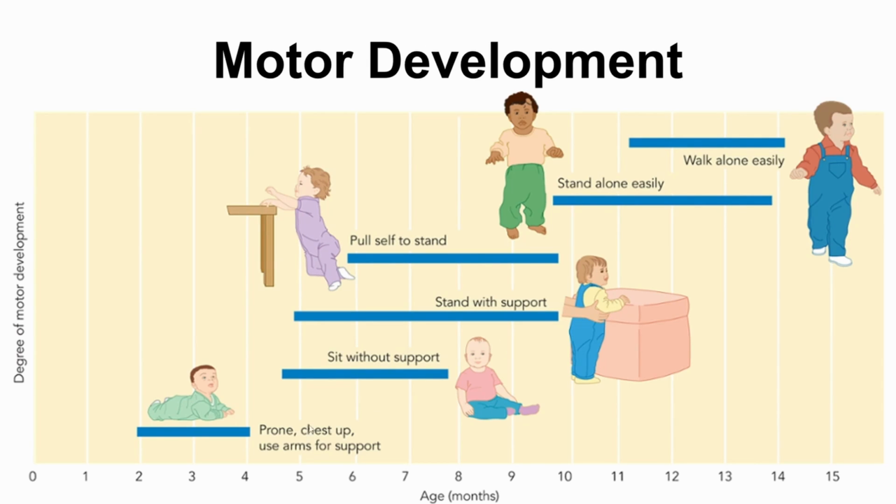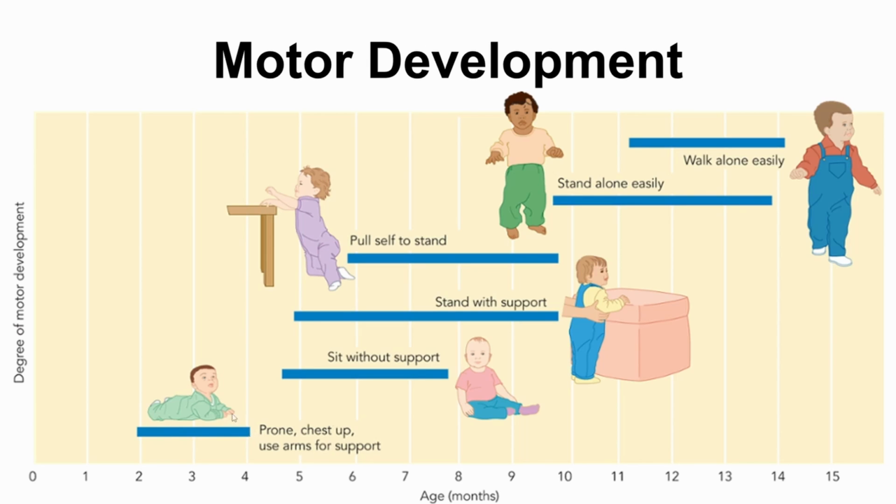So crawling would fall somewhere in here where you can support yourself with your arms and you can start moving your legs to move across the floor before you start standing and walking. Though there are cases, I think one of my cousins skipped crawling, and so he rolled until he could walk and skipped over crawling entirely. So I always have students ask about exceptions, and there definitely are, but for the most part, we're going to see this kind of progression.